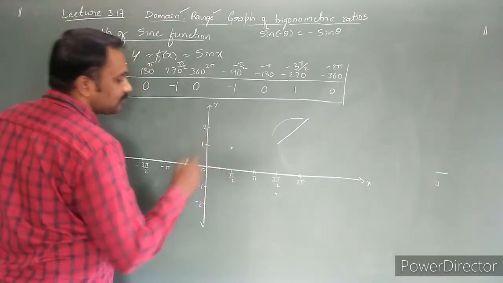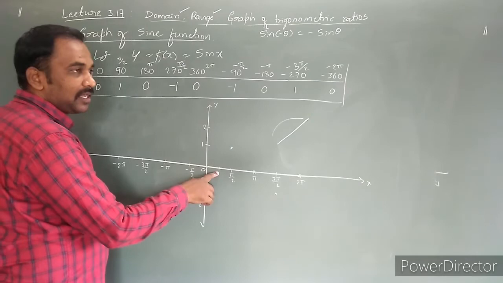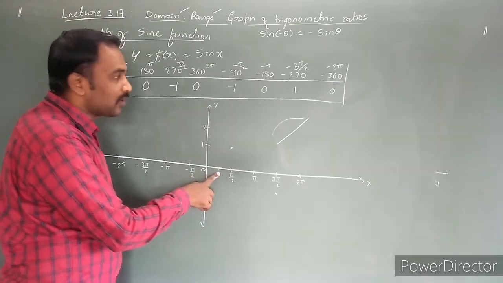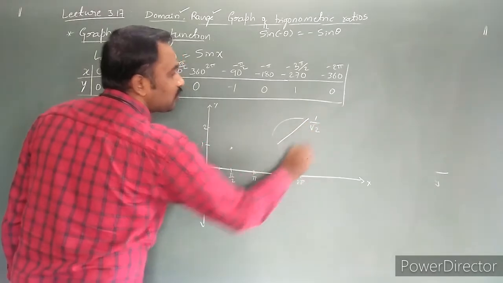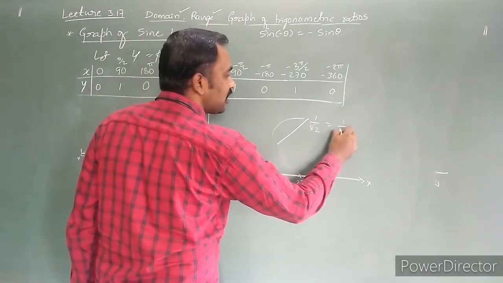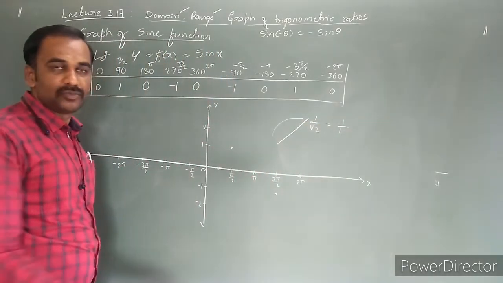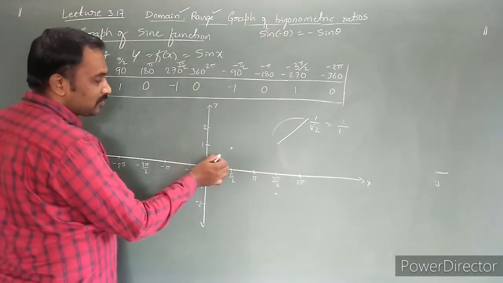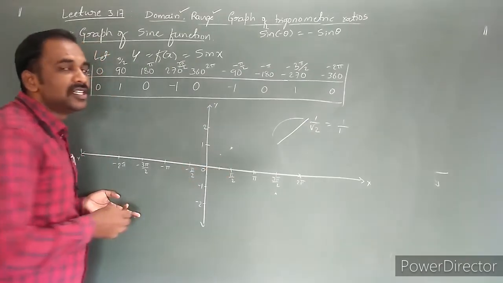What is the sine of 45°? 45° is in between 0 and 90°. Sine of 45° is 1 by root 2. What is the value of 1 by root 2? It is 1 divided by 1.414. Root 2 is more than 1, so the value is more than 0.5.